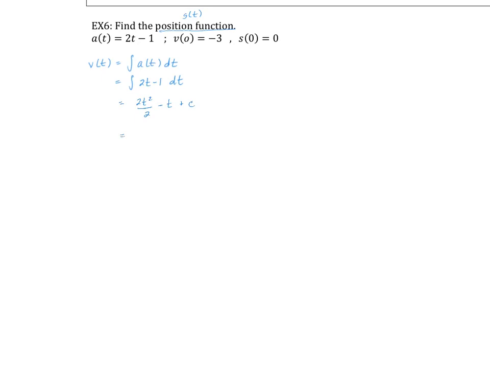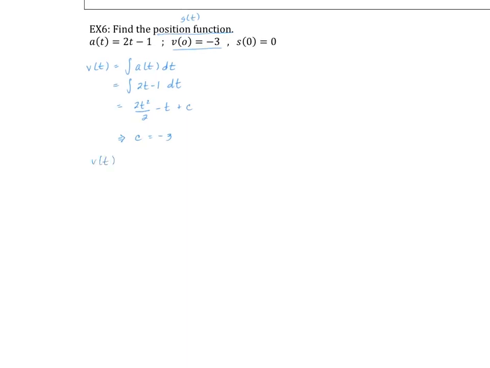The initial condition is that v of 0 is -3, which tells me that my constant is equal to -3 if I put in 0 for t. So our velocity function is going to be, here the 2's cancel, and I just have t squared minus t minus 3. So to get from velocity to the position function, s of t, you have to integrate the velocity.